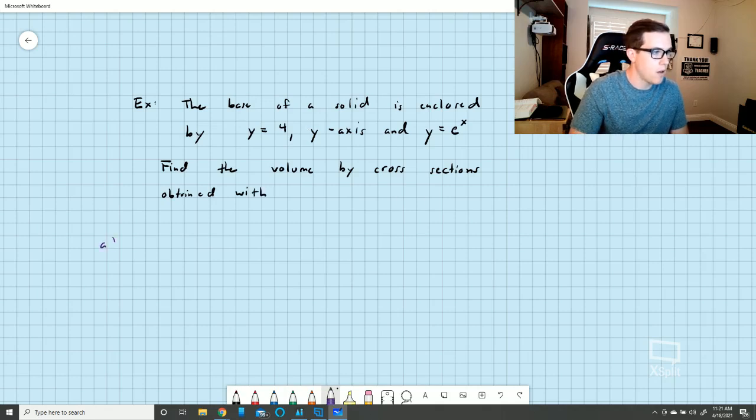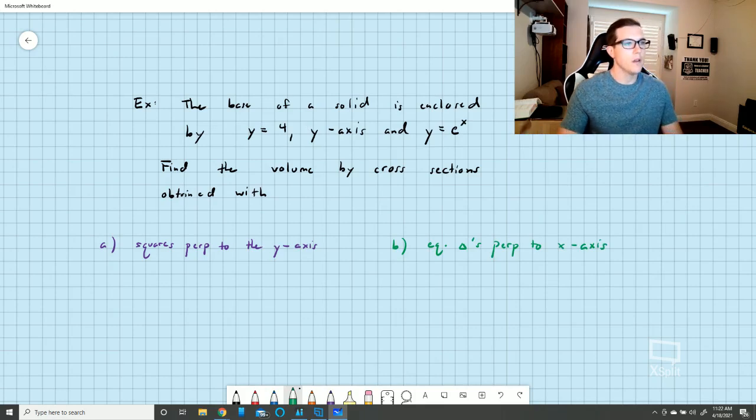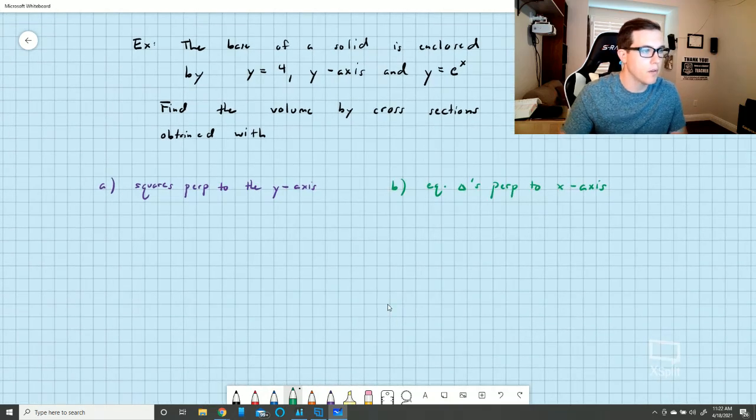A, the cross sections will be squares perpendicular to the y-axis. Second one will be equilateral triangles perpendicular to the x-axis. Okay, so same setup. So really, once I find it in one, I can find it in both.